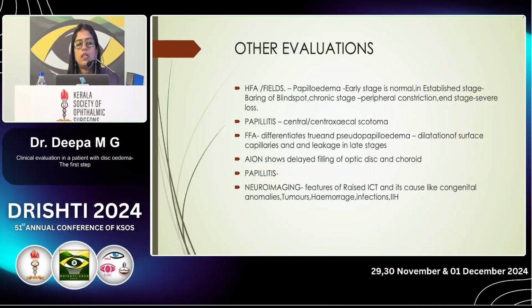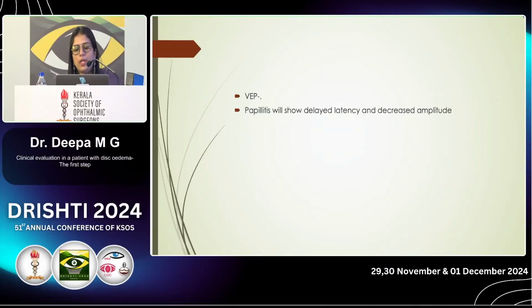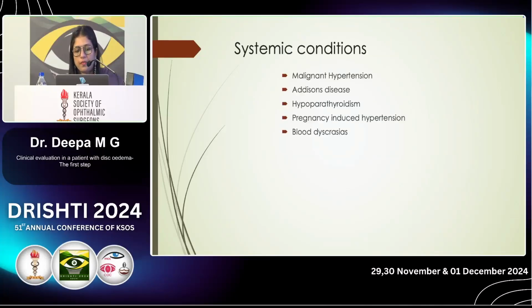Now, these are the basic things that we examine while doing a fundus evaluation. Other than that, there are some tests also that we have to do. The findings in each of these will be dealt with by the subsequent speakers. So the tests that we have to do are HFA of fields, then fundus fluorescein angiography, neuroimaging to find out the cause, and a VEP to assess the function of the optic nerve.